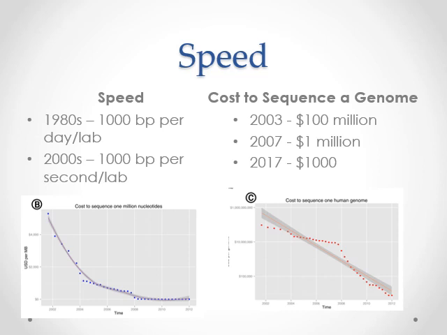So back in the 1980s, we could clone about 1,000 base pairs per day. In the 2000s, we can clone about 1,000 base pairs per second. So huge difference, for a lot less money. Look at that. In 2003, it would cost $100 million to sequence the entire genome. Today, it would cost $1,000. Literally, it doesn't take much anymore. And because it's so quick and so cheap, you can have people doing this literally in their backyard labs.